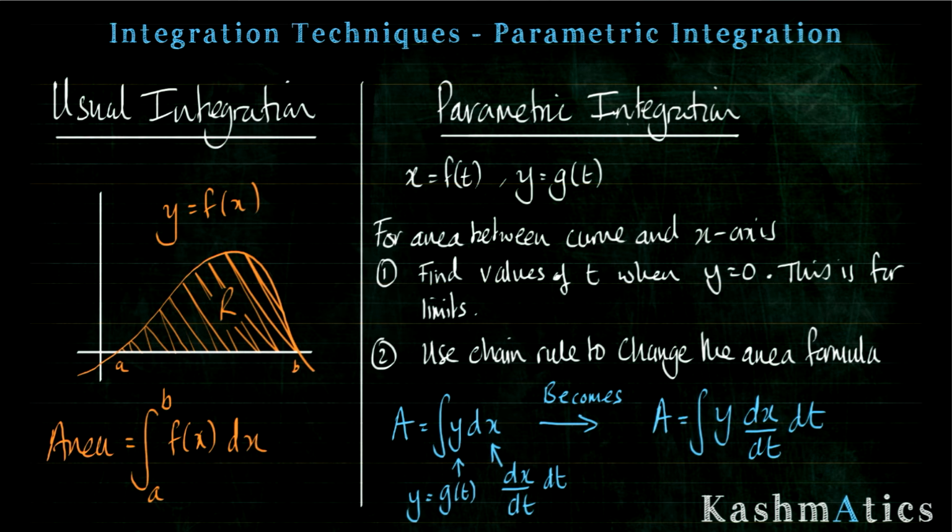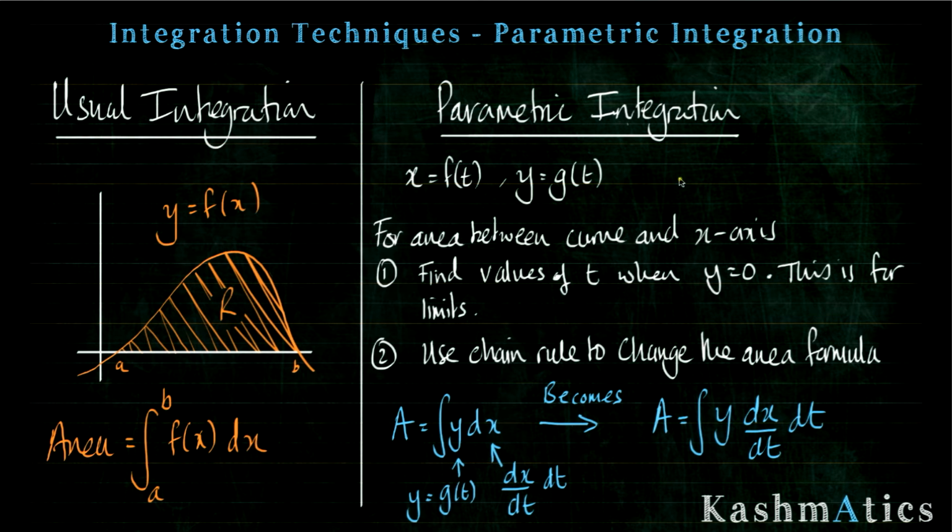Before we start with curves defined parametrically, let's have a look at normal integration. If I wanted to work out this shaded area here, what I would do is I'd solve the equation f of x equals 0 to work out what a and b are. And those would be my limits for my integration. And then what I'd do is I'd integrate the function as normal, stick in the limits, and that would give me my area.